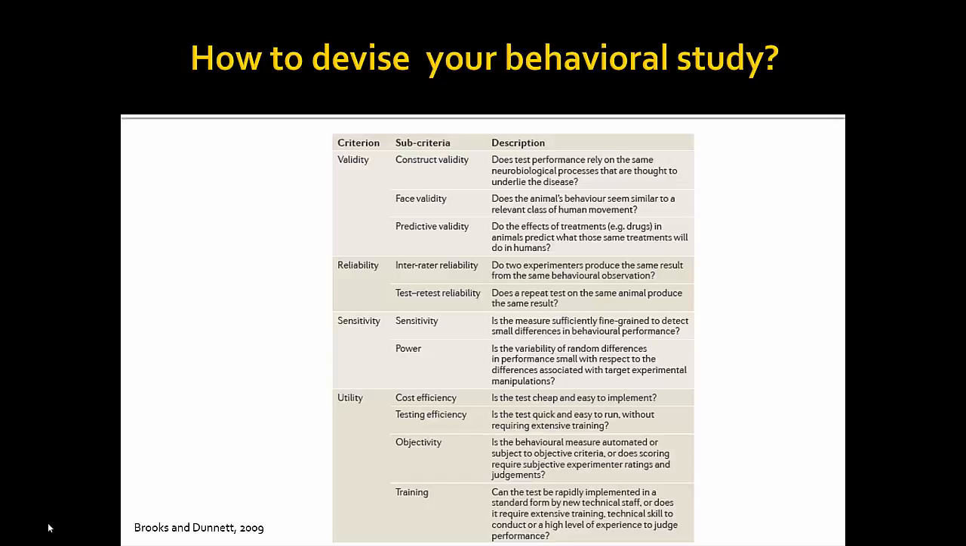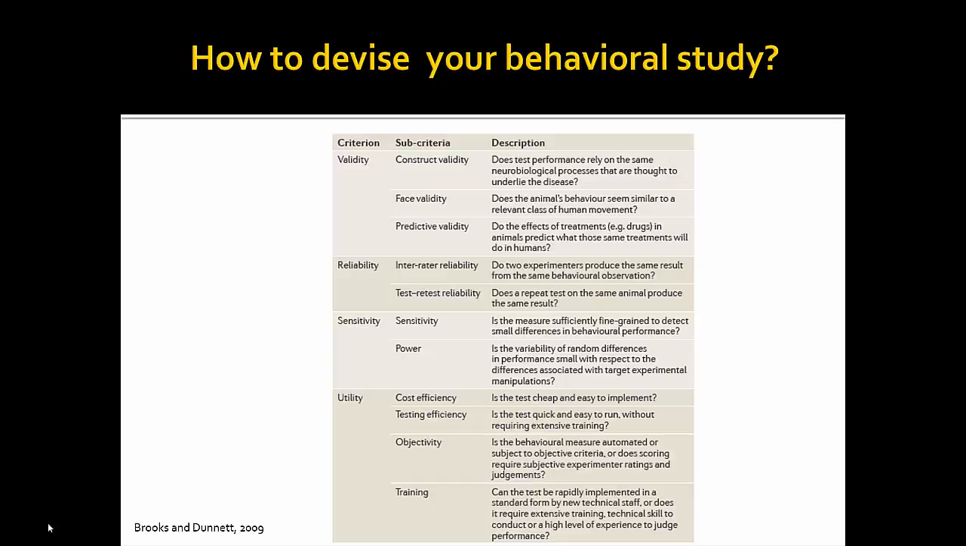First is construct validity. What this basically means is, does the output you're seeing follow the same neurobiological processes that underlie the disease, for example, Alzheimer's? Are you seeing your response in your assay because it's due to plaques in the brain, or is it due to the fact that you lesioned something?